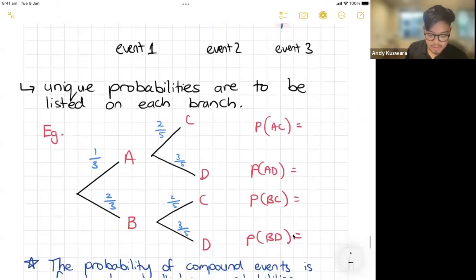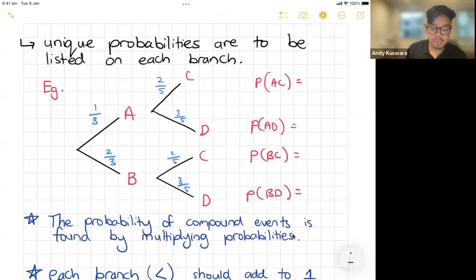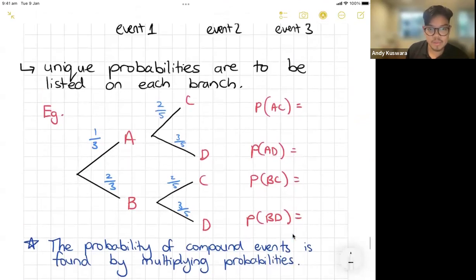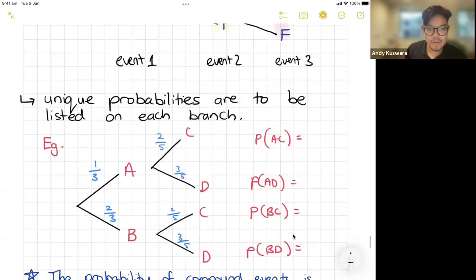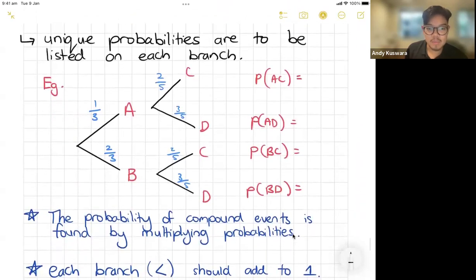Now, the other thing to note here is unique probabilities. Usually when we see true and false, they're generally 50-50. So if it's 50-50, we don't have to label anything on the branches. However, if we have unique probabilities, they're supposed to be labeled or listed on each branch. So for example, you can see here that the probability of A is 1 on 3, probability of B is 2 on 3. And then for the second event, C and D, probability of C is 2 on 5, probability of D is 3 on 5, and so on and so forth.